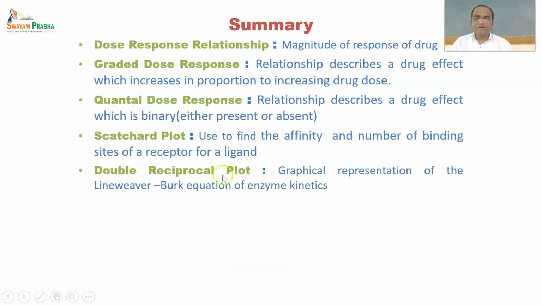After that, the double reciprocal plot, a graphical representation of the Lineweaver-Burk equation of enzyme kinetics. It is advantageous for the calculation of Km and Vmax. The Michaelis-Menten equation creates some difficulties, and these can be overcome with this double reciprocal plot, which gives accurate information and precise data.